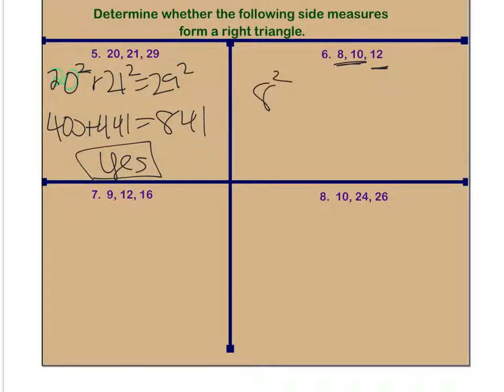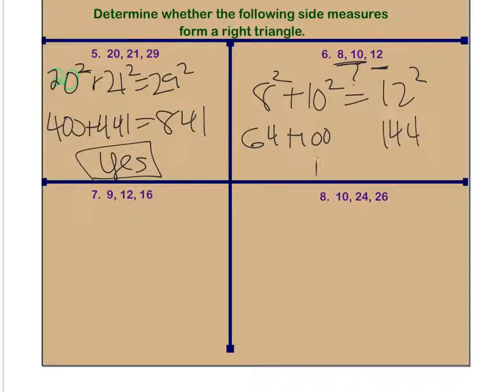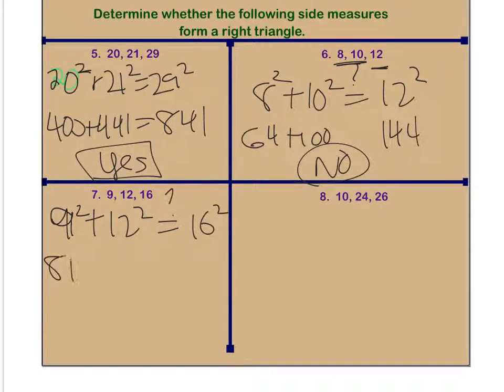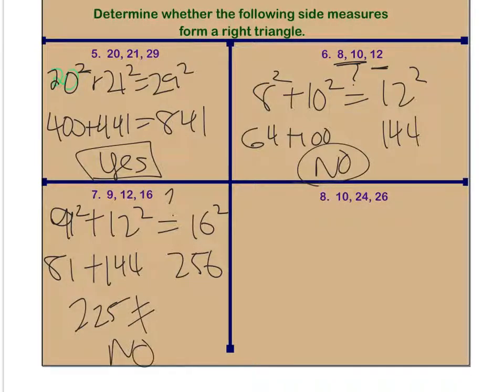So here, 8 squared plus 10 squared, does that check out with 12 squared? So check. So that's 64 plus 100. This is 144. So no, it doesn't work. 64 and 100 does not equal 144. So 9 squared plus 12 squared, and check it against 16 squared. 81 plus 144 and 256. So 81 plus 144, that equals 225. So that does not equal, so no.